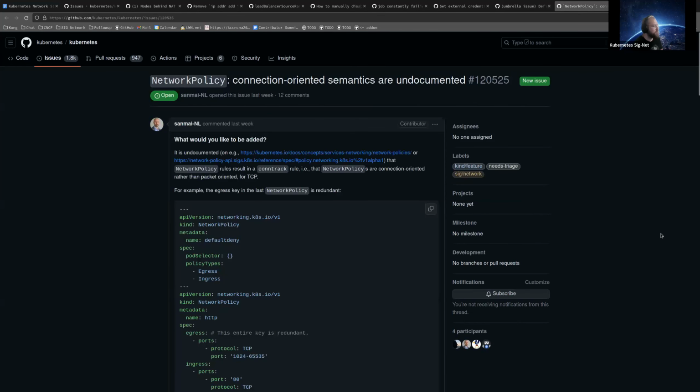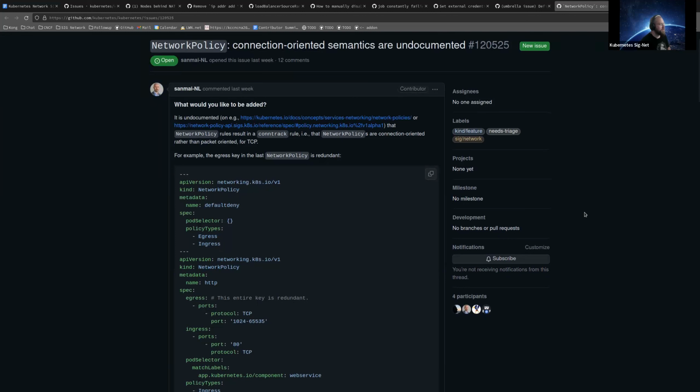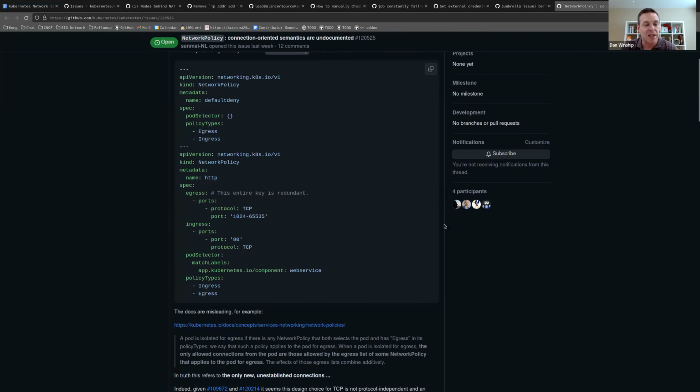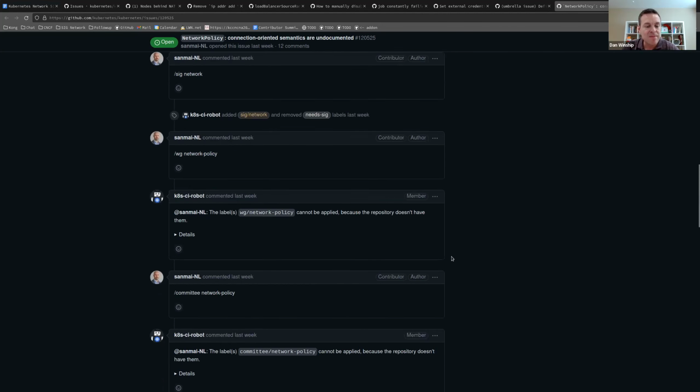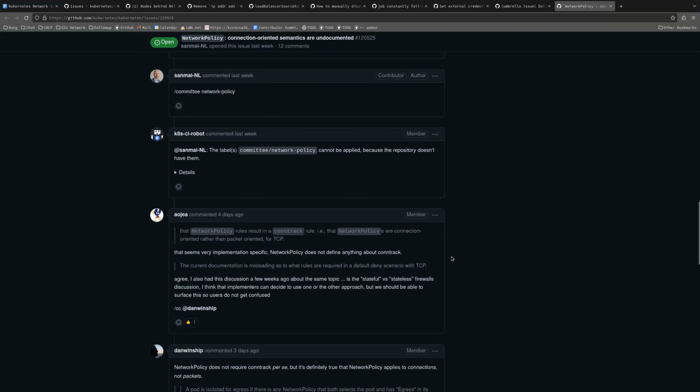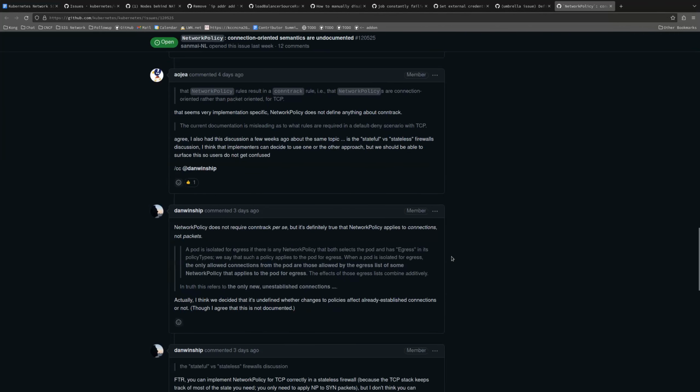Leaving network policy, connection-oriented semantics are undocumented. It's undocumented that network policy rules, go ahead. Yeah, this is basically, I guess we should accept it. The docs are not totally explicit on the fact that network policy applies to connections rather than packets, and it's currently not clear that it only applies to connections made after you define the network policy, which I don't know if we want to make that explicit or not. It should probably be left implementation defined, but you should never assume that it affects previous connections.